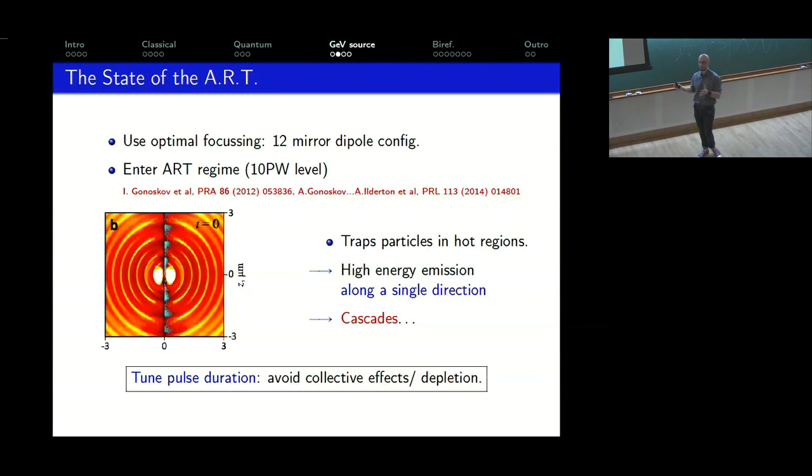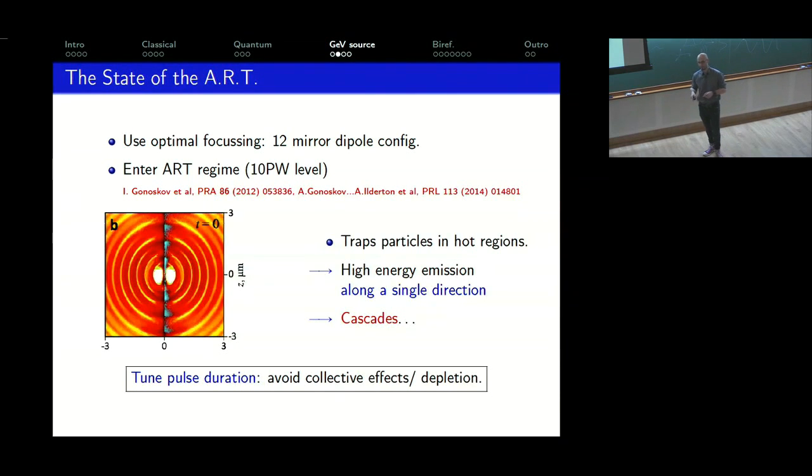So yes, this is great. This sounds like what we want. High energy photons being emitted in pretty much one direction. Sounds like a gamma ray source to me. I am a theorist, so tell me if I'm wrong. But then you've got this problem of cascades, right? We've got high energy photons being emitted, we're going to start cascades, lose all our energy, and our source will deplete, will vanish.